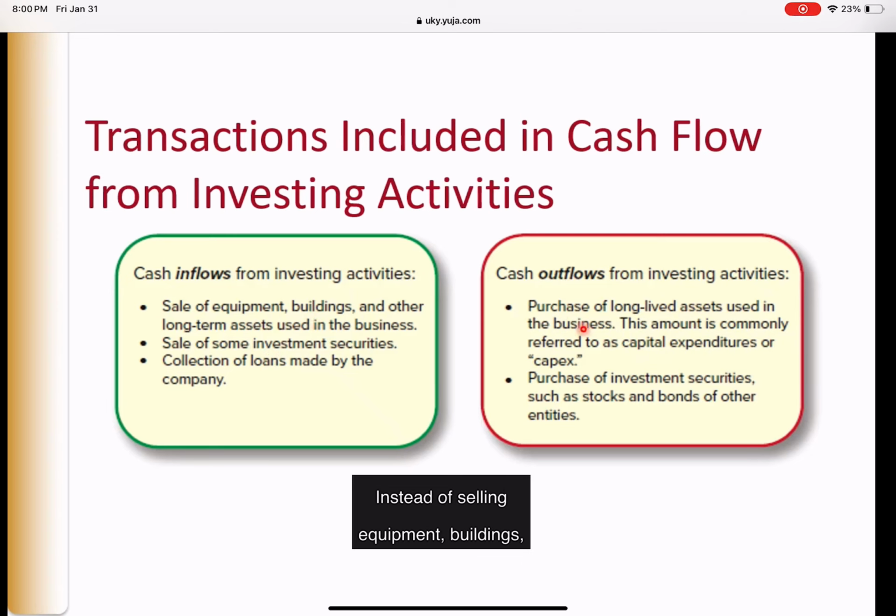Outflows would be just the opposite. Instead of selling equipment, buildings and land, you're purchasing long-lived assets in the business. These are often called capital expenditures. Not that they have anything to do with paid-in capital or owner's equity, but you're buying assets that are lasting for a longer period of time, or you could be purchasing investments in stocks and bonds.